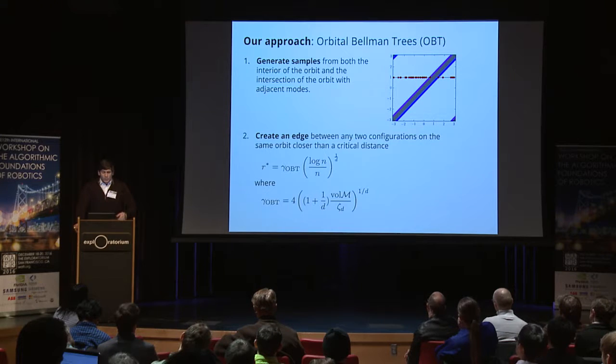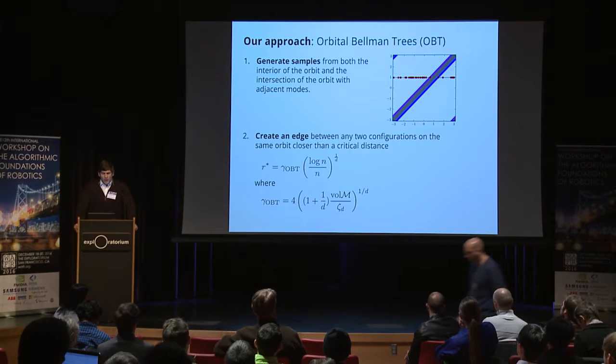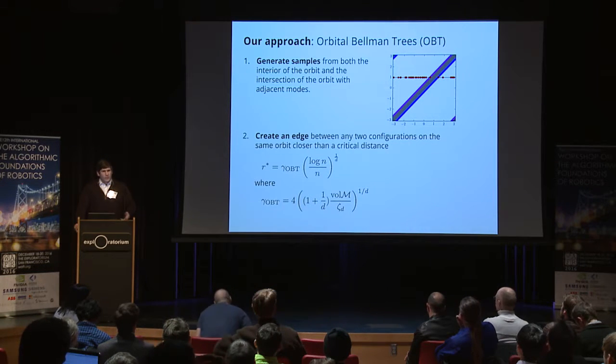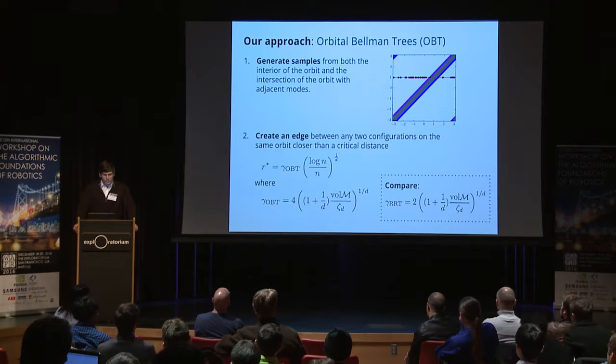Then we create an edge between each pair of samples that's less than some critical distance. And you might notice that this looks an awful lot like the critical distance for something like an RRT* or a PRM. There's an extra factor of 2 in there. That comes from the fact that we're going to be exploring a sequence of orbits that has to be close to an optimal sequence, but it won't be exactly an optimal sequence.